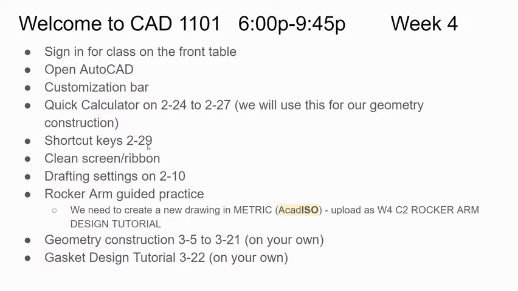There's some shortcut keys I wanted to show you about, how to use the clean screen ribbon tool, and how we can change some of our drafting settings. So let's jump into using our AutoCAD today. The first thing I want to do is our rocker arm, if you'll notice, is in metric today. So I want to show you how to open up a metric template, which is important for the very beginning. So we're going to be looking for this CAD ISO as our template.